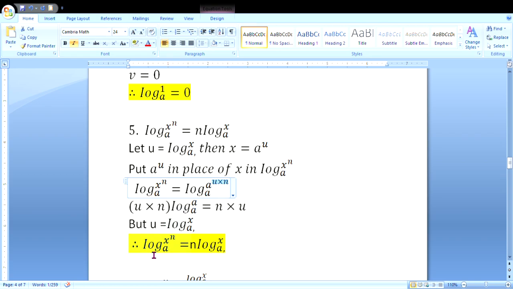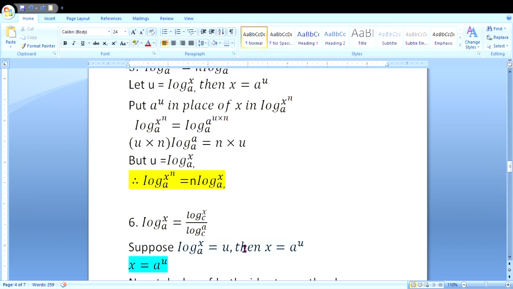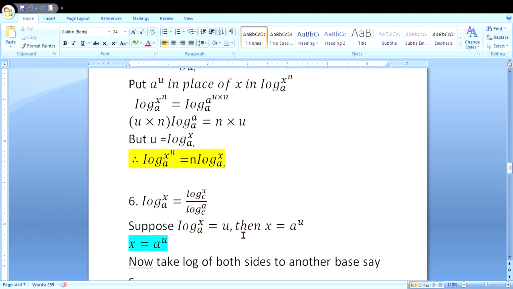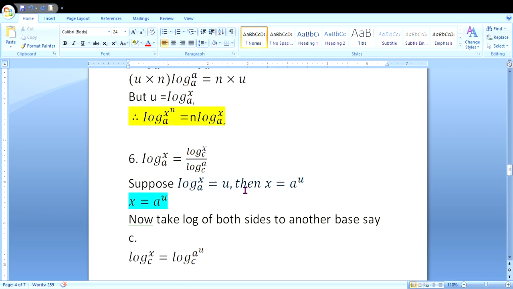So we have been able to use this one to show that the left hand side is equal to the right hand side. Now let's go to change of base. That is, log x to base a is equal to log x to base c divided by log a to base c. Now this is what we call change of base.